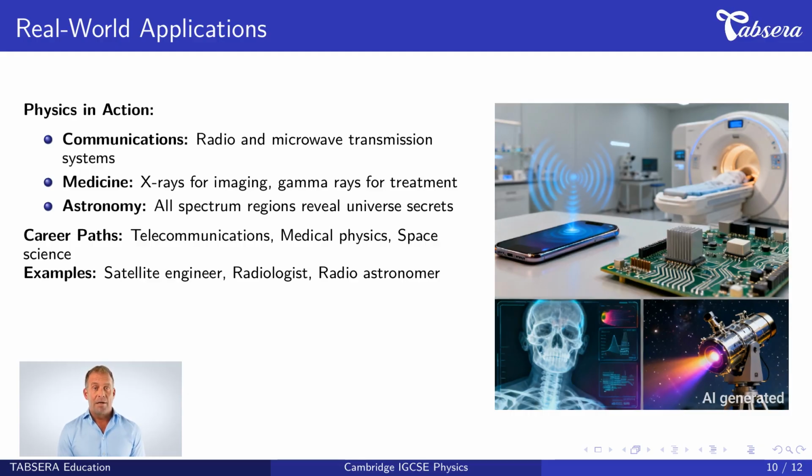In astronomy, different spectrum regions reveal different cosmic phenomena. Radio telescopes detect pulsars, infrared shows star formation, visible light reveals stellar properties, and gamma rays indicate violent cosmic events. Career-wise, telecommunications engineers design transmission systems, medical physicists operate imaging equipment, and radio astronomers study cosmic radiation.